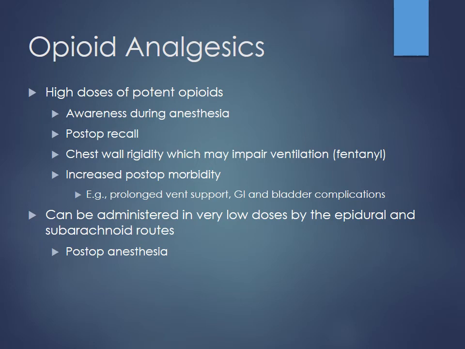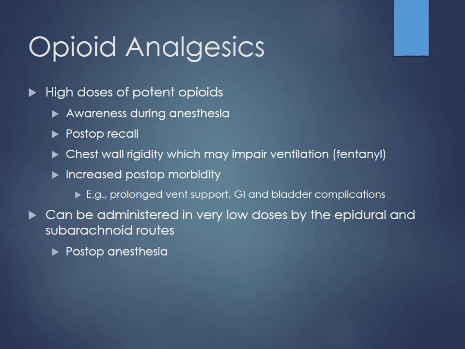They also see increased post-op morbidity. So things like prolonged ventilatory support, GI and bladder complications. What do opioids do to the GI tract? Constipate, they slow everything down. So again, this prolongs the recovery period. So in order to avoid that, this is why we use other drugs in conjunction with opioids in order to help lower those doses. The opioid sparing effect that we're looking for.